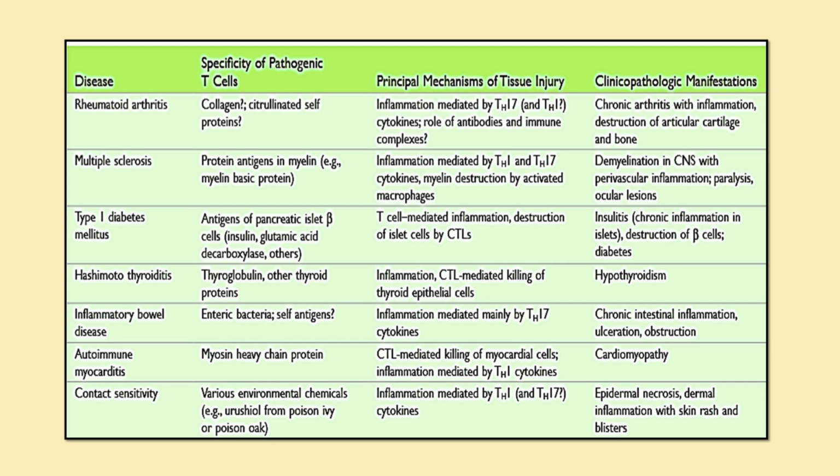Coming to a few examples, the tuberculin test, and also contact dermatitis or skin tests, are all part of the delayed hypersensitivity reaction. These tests are done to detect the allergen. Other examples are multiple sclerosis, type 1 diabetes mellitus, rheumatoid arthritis, inflammatory bowel disease, and contact sensitivity, where contact with any environmental chemicals can result in this kind of delayed hypersensitivity reaction.